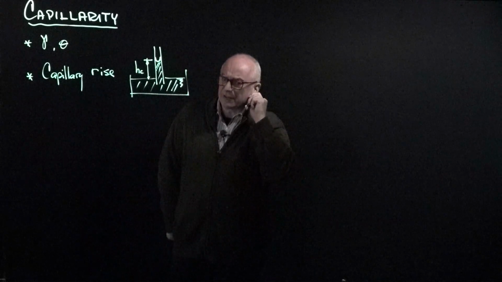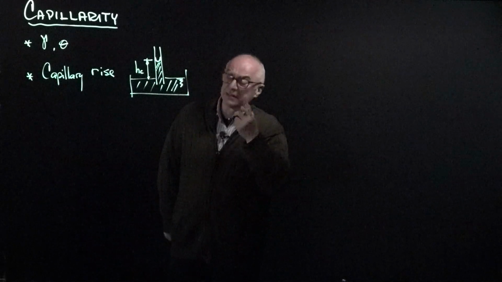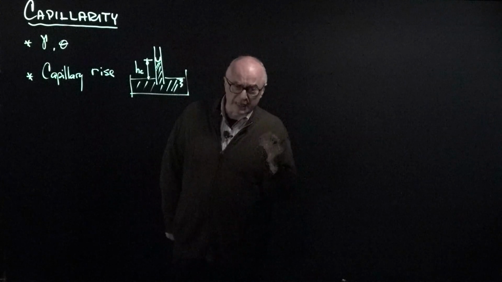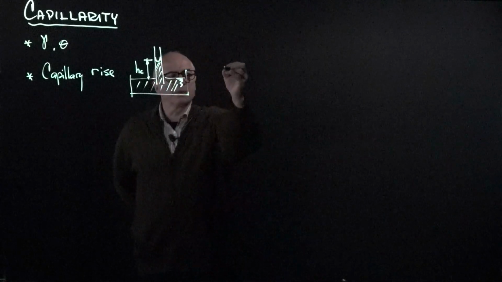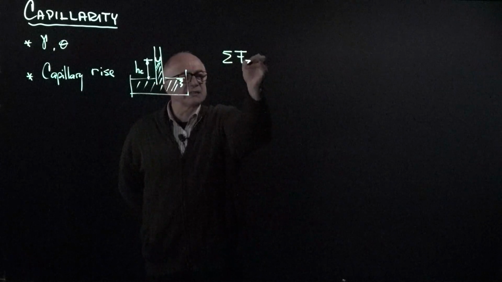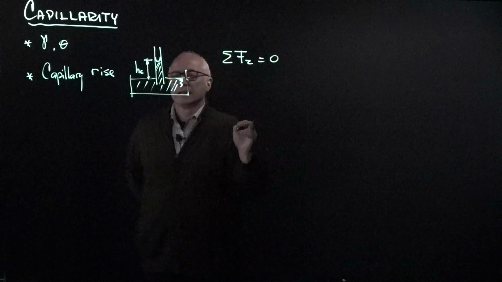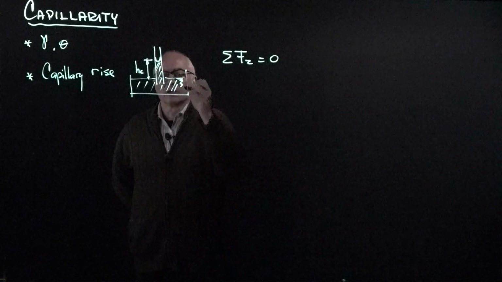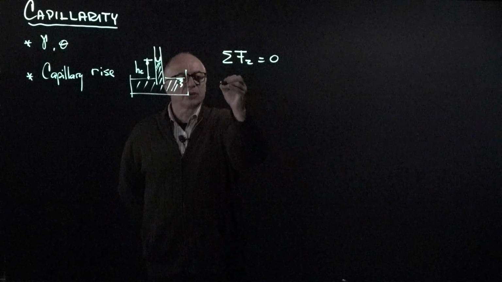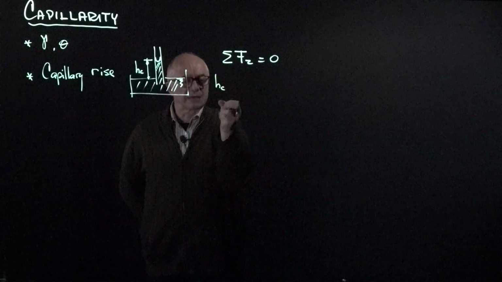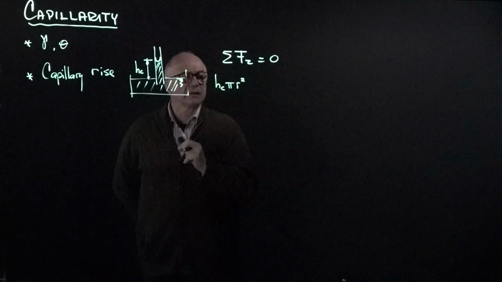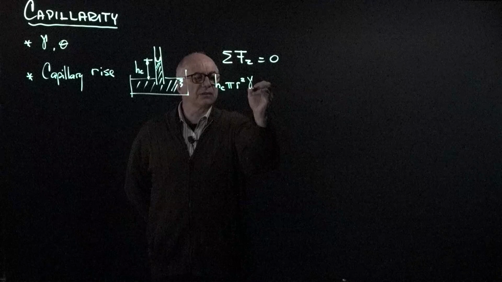So let's compute the capillary rise, given clearly this is at equilibrium. If we wait long enough, the capillary rise will be at equilibrium, and so the sum of the forces in Z has to be equal to 0. And so what are the forces? Well, the weight of the capillary body of water, so it will be HC times the area, which is pi r squared, times the unit weight of water.